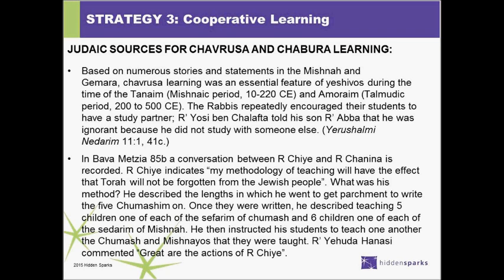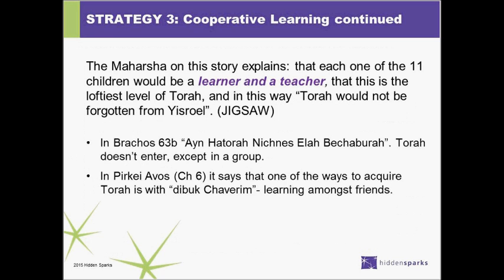He described the lengths in which he went to get parchment to write the 5 Chumashim on. Once they were written, he described teaching 5 children, 1 of each of the Sfarim of Chumash, and 6 children, 1 of each of the Sidrei Mishnah. He then instructed his students to teach one another the Chumash and Mishnayos that they were taught. Rabbi Yehuda Hanasi commented, great are the actions of Rabbi Chia. The Maharsha in the story explains that each one of the 11 children would be a learner and a teacher, and that this is the loftiest level of Torah, and in this way, Torah would not be forgotten from Yisrael.